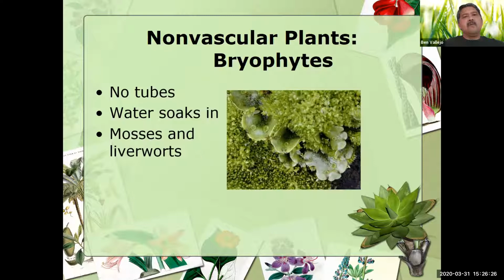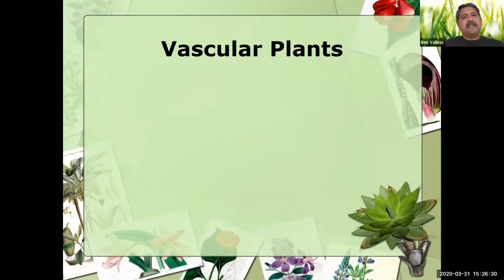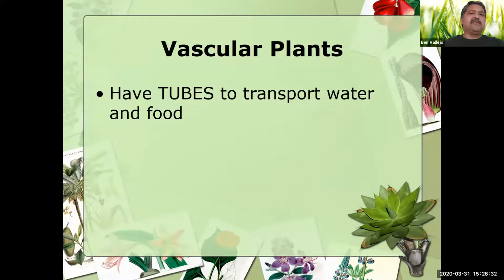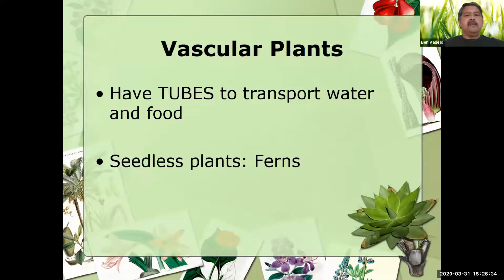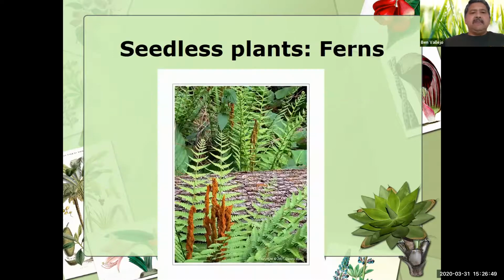So non-vascular plants are the bryophytes. Now, other plants are vascular plants. Vascular plants do have these tubes. These tubes carry water and food. The tubes that carry water are called the xylem, and the tubes that carry food are called the phloem. So we have seedless plants, which are vascular plants, and then we have the seeded plants.